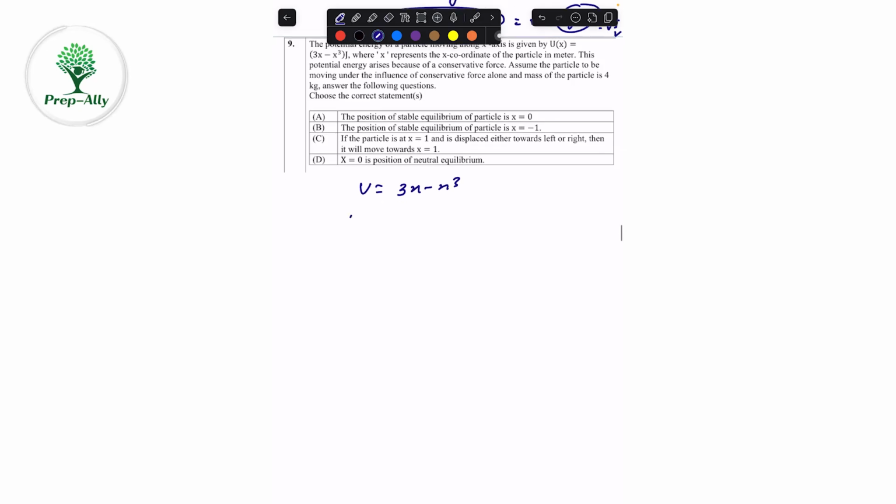So we will solve this, and given is u is equal to 3x minus x cube. If we differentiate u with a negative sign with respect to x, minus of du by dx, this has to be equal to force, conservative force.